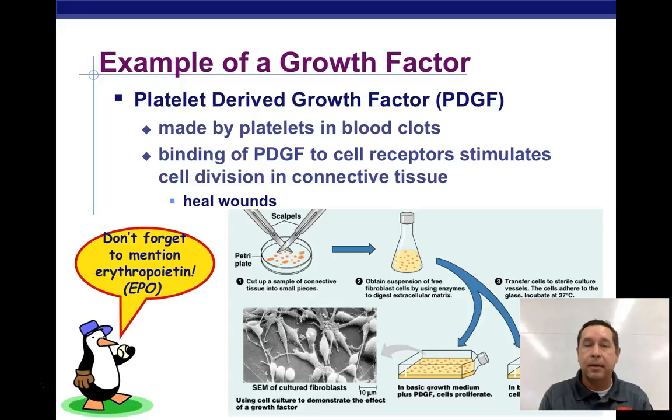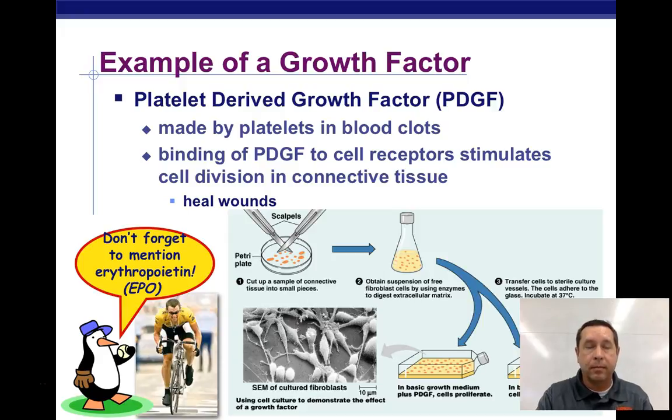Erythropoietin is another hormone that plays a role in making red blood cells. This is what Lance Armstrong got in trouble for, and lost all of his Tour de France medals. A lot of cyclists have gotten in trouble for blood doping.